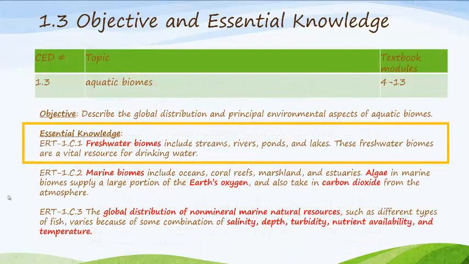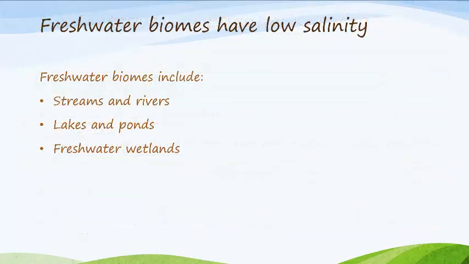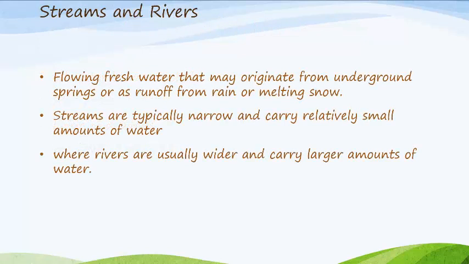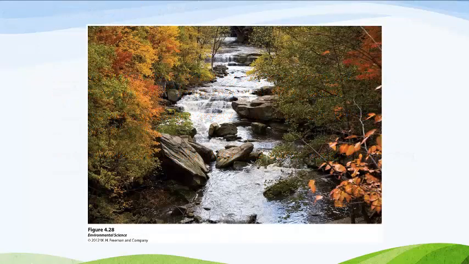So in aquatic biomes, according to the curriculum given by College Board, there are 3 essential knowledge points that you need to know about: freshwater biomes, marine biomes, and the global distribution of different types of water for resource use for humans. Our freshwater biomes are broken into these categories: streams, rivers, lakes, ponds, and freshwater wetlands. And as I said, you're going to pause and read these things to yourself. But here's a little information about streams and rivers, and it's all about where the water comes from. Streams are usually the narrow ones, rivers are usually wider and they carry more water. And remember, it's fresh water that comes from springs or melting snow.